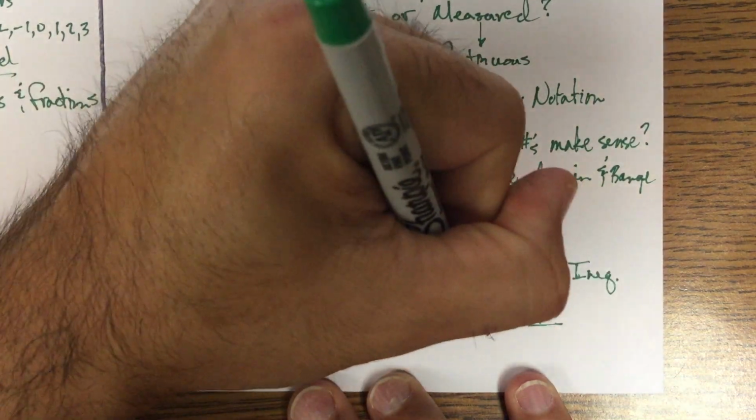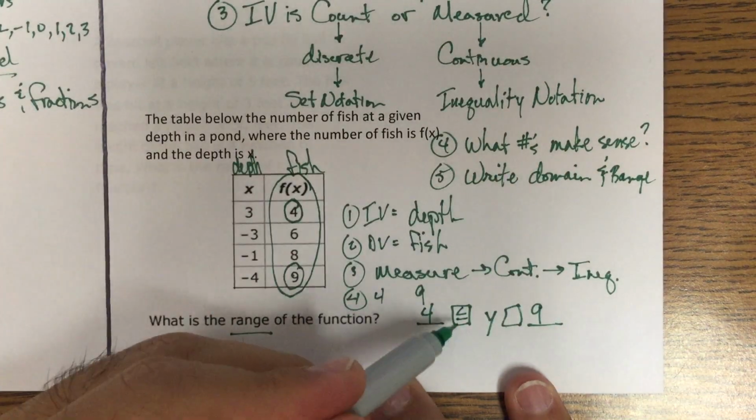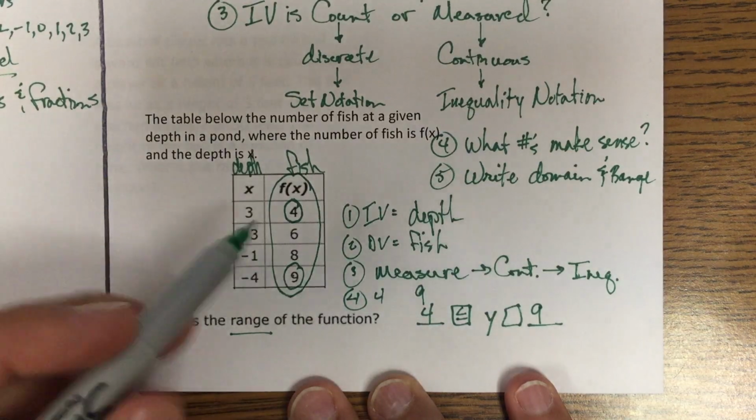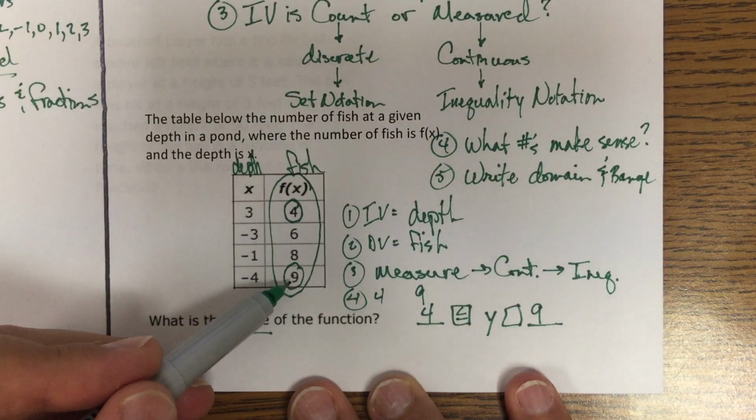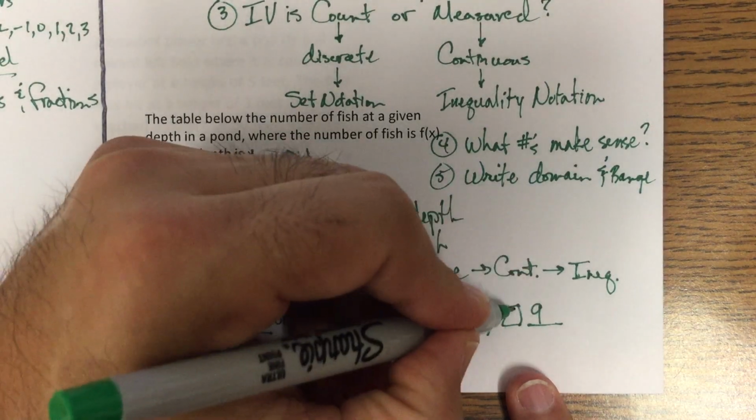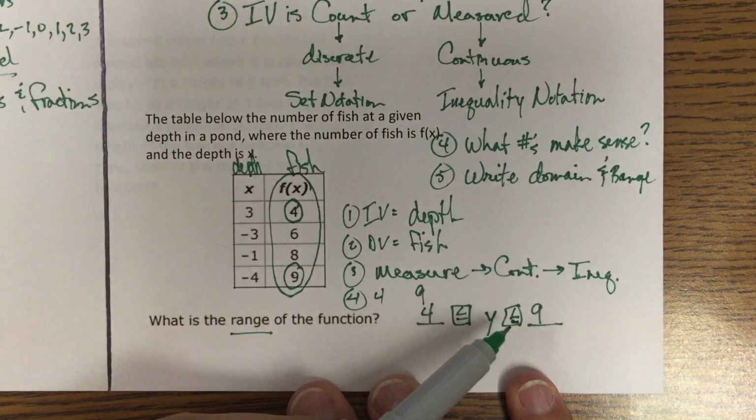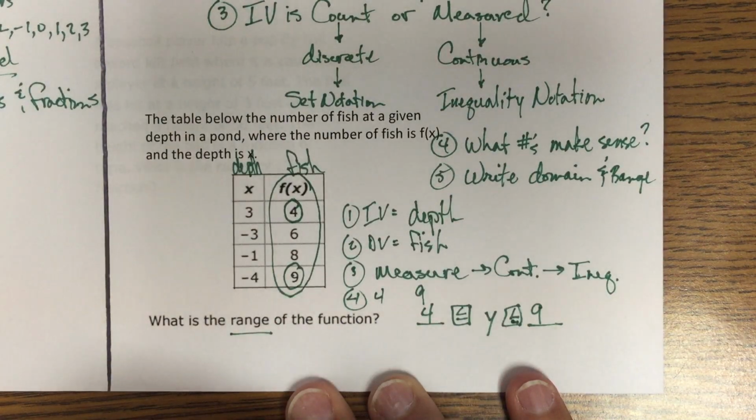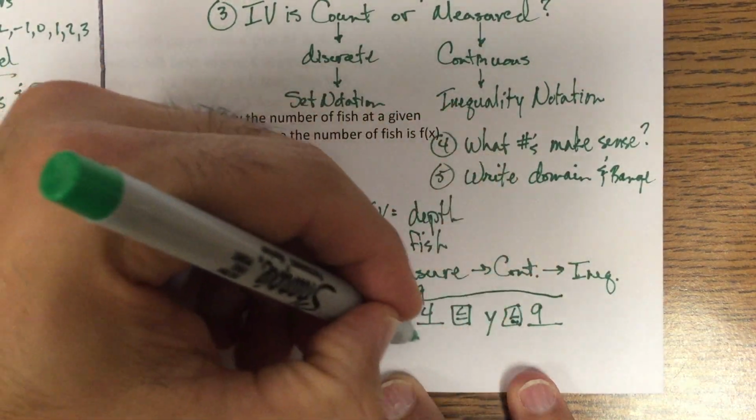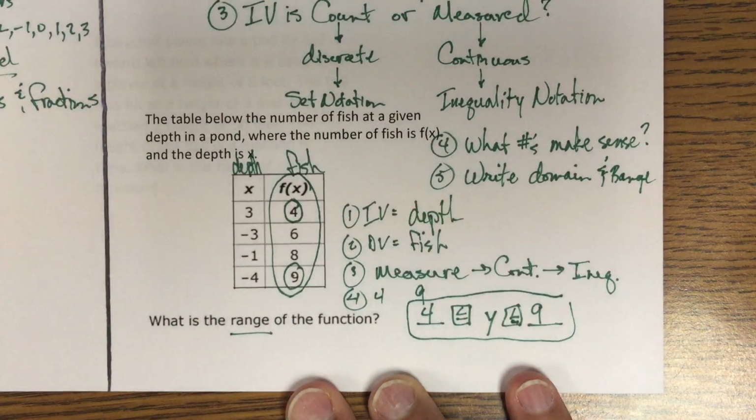Now, is 4 an actual number of fish in this situation? Yes, it is. So since it's an actual number in the situation, it has to be included. It has to be less than or equal to. Is 9 fish an actual number in our situation? Yes, it is. So it has to be equal to, since it's a part of the situation that we're talking about. And that would be the answer.